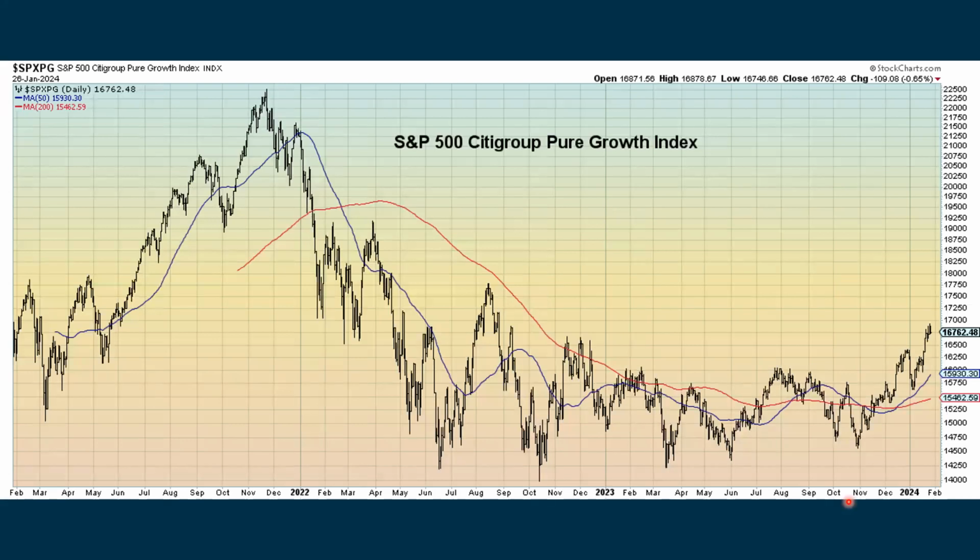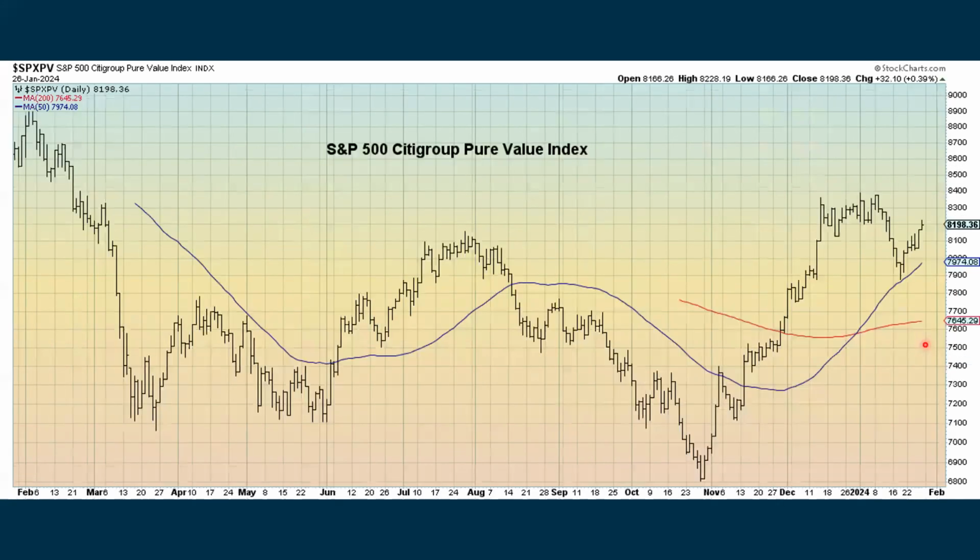First, we look at just a pure growth index, and it is in an uptrend. We see the blue line above the red line, and we are going up. Then we look at value, which is also in an uptrend after it had been falling back. It's doing fairly well as we get a little further into 2024.